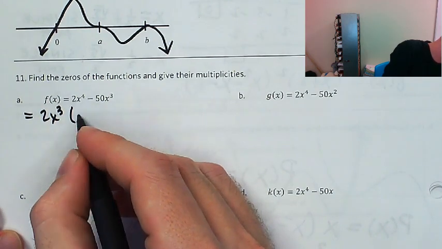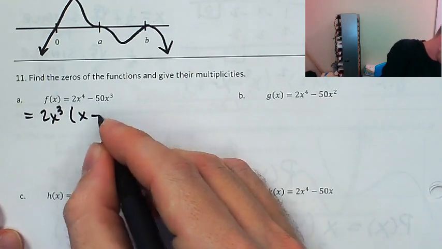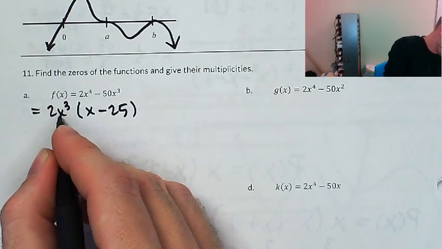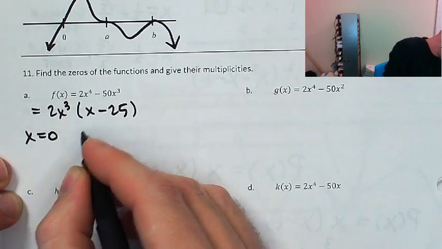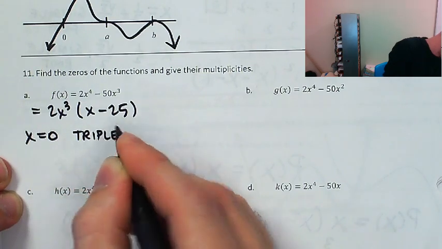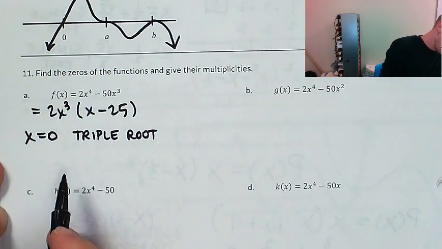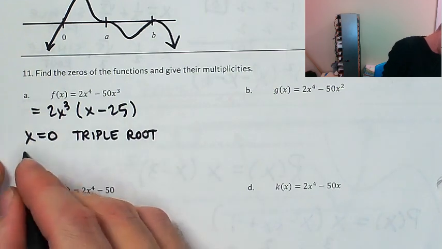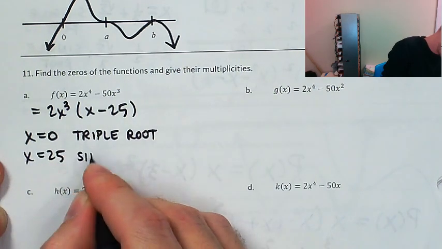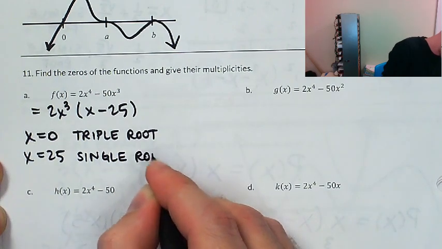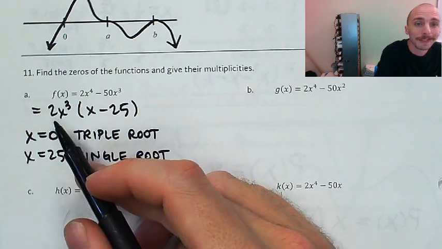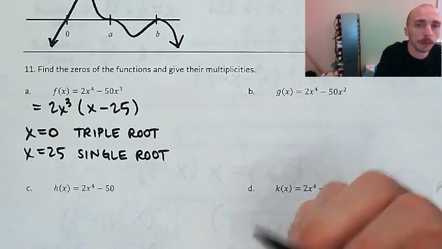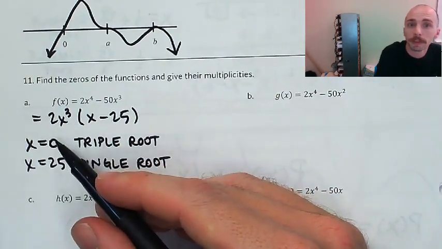And then I'll be left with, okay, I would multiply 2x to the 3 by x to get 2x to the 4, and minus 25. Okay, so that means that x equals 0 is a triple root. And then I'm going to take, wait, what am I doing here? Oh yeah, x equals 25. That's going to be a single root. This 2 here, that's not going to contribute any roots because 2 is never equal to 0. The only way that 2 times x cubed would be equal to 0 is if x was 0. So that's why that's contributing that 0.